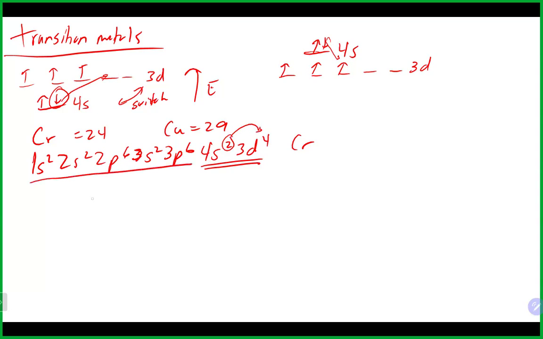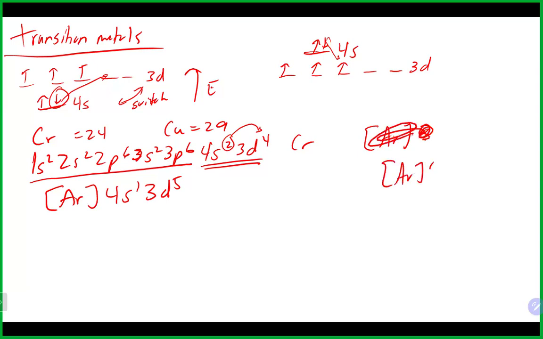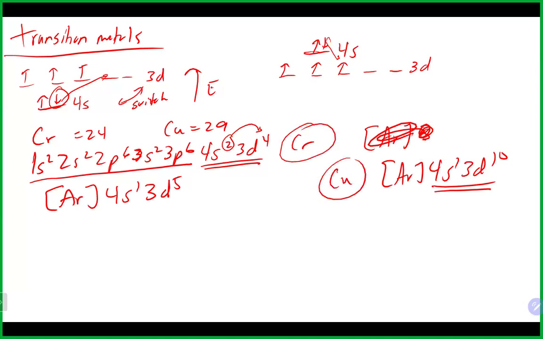Up through here is 18, which is argon, and it's 4s1, 3d5. Copper has a similar exception, which is argon 4s1 3d10, and again, instead of 4s2 3d9. So these are the two I said you should remember and use in most chemistry classes that you take. Those are the two that you should look at and always know.